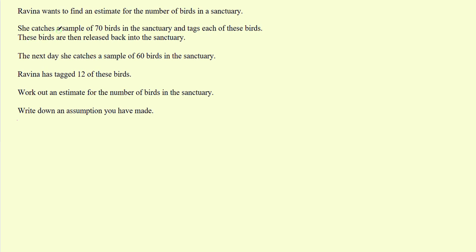So let's look at the key numbers we need here. She's caught a sample of 70 birds. That's going to be our initial capture. And she's tagged each of these birds. Now we are going to write N because that's our population we're trying to work out. The next day she captures a sample of 60 birds. So our bottom number is 60. That's the recapture sample size, the second sample size. And she's tagged 12 of those birds. 12 of them are tagged. Work out an estimate for the number of birds in the sanctuary.